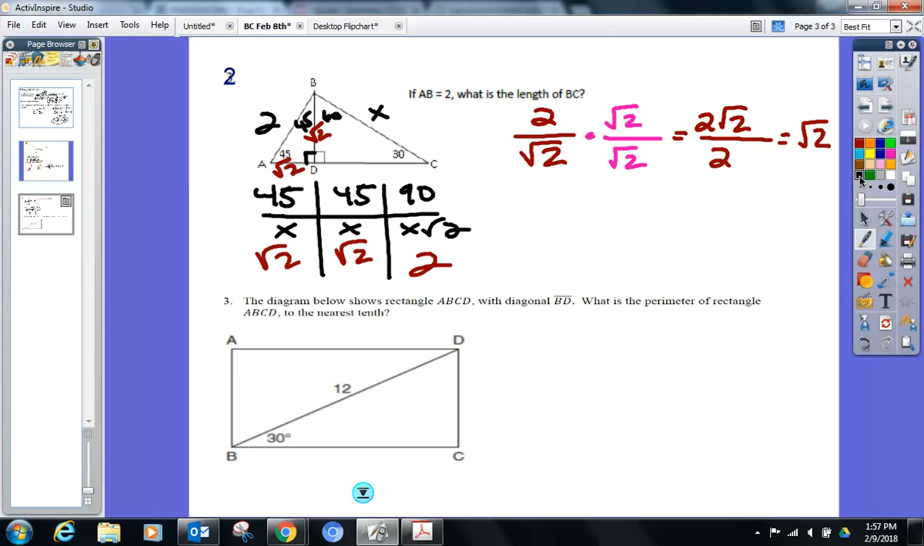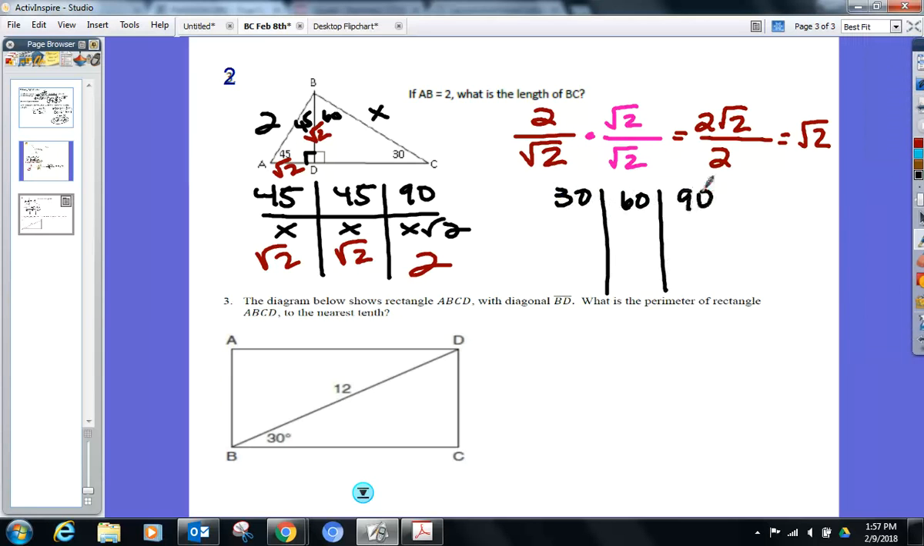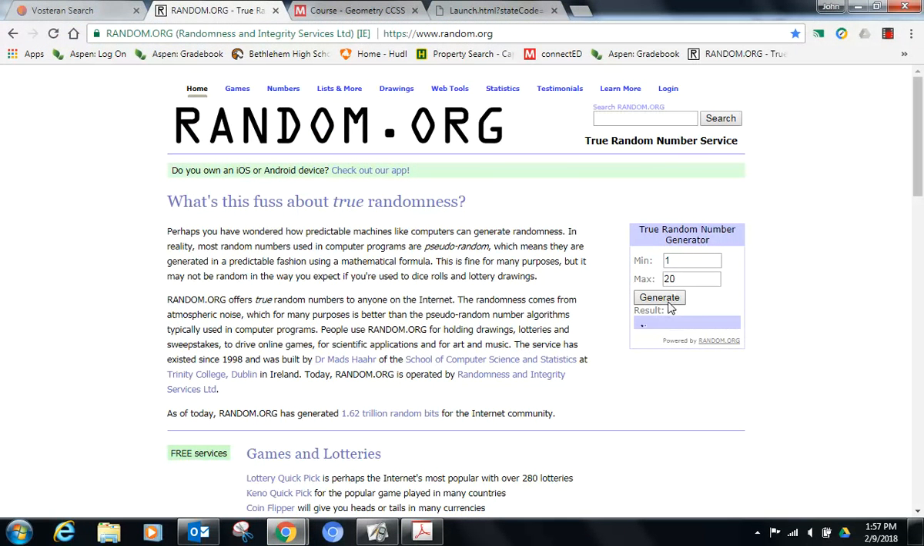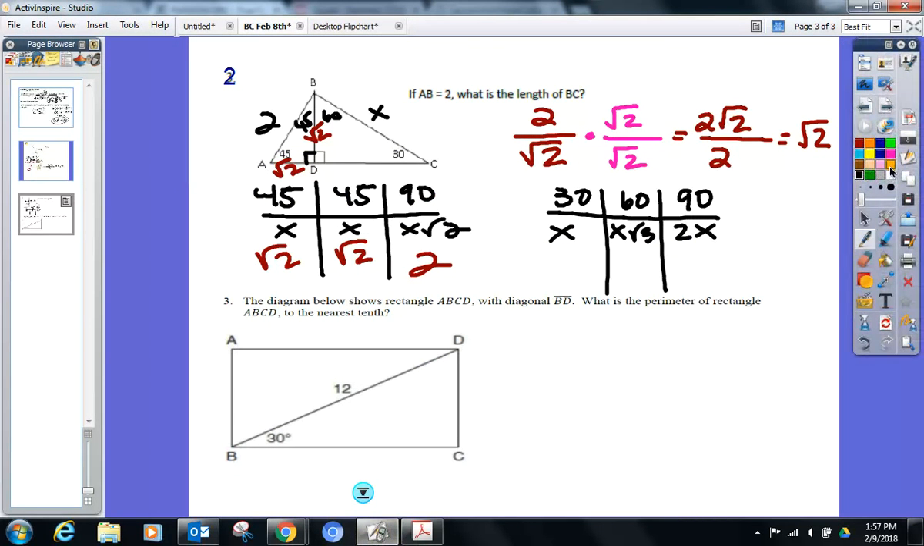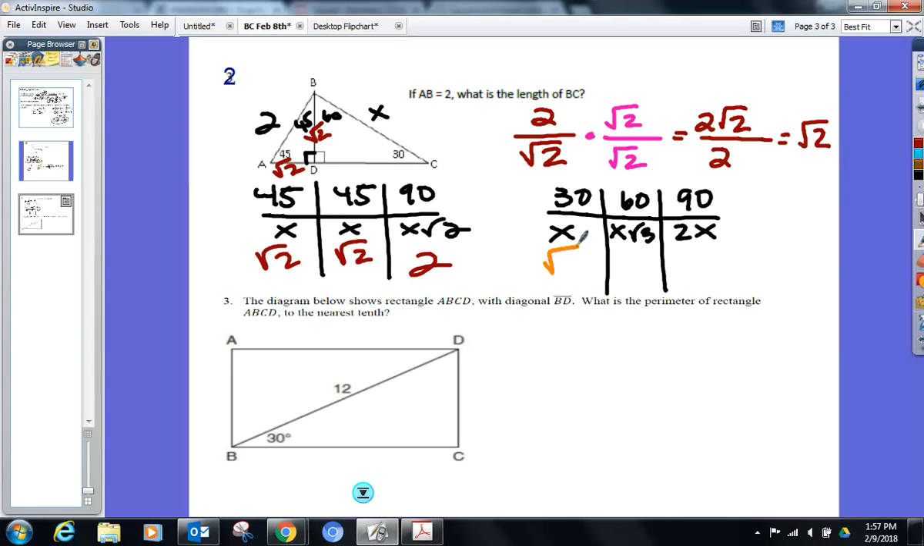Now what do I turn my attention to? What type of triangle now? Go over to the right. BDC, 30, 60, 90 now. X, x radical 3, and 2x. What side do you know in that 30, 60, 90? The side across from 30 is radical 3. Yep. Radical 2. And I'm looking for the side across from 90.